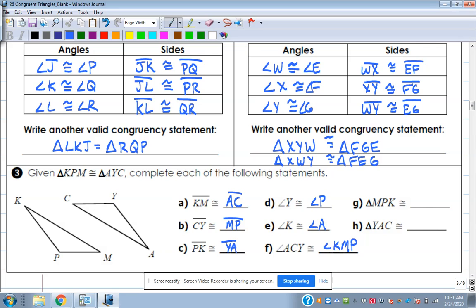What's another name for angle KMP? Angle PMK, isn't it the same thing? Yeah. Could I call it angle M? No. Why not? Well, can you name an angle by one letter? Yes. When can you not? When is the situation you have to use three letters to name an angle?